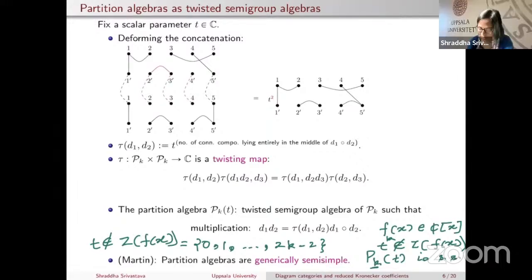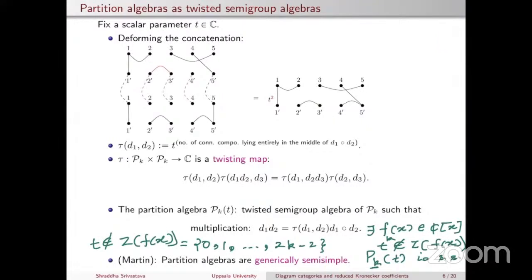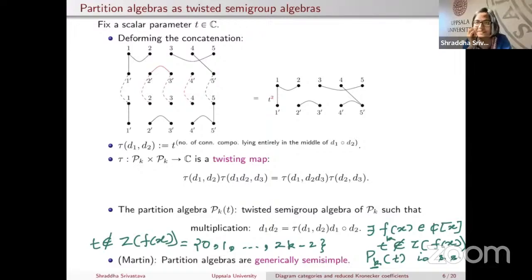That's what you're saying. Yeah, there is extra such that. Yes. So just one question. What about isomorphism of these? Like if you change the parameter, are these isomorphic, non-isomorphic? Yeah, that's a good question.